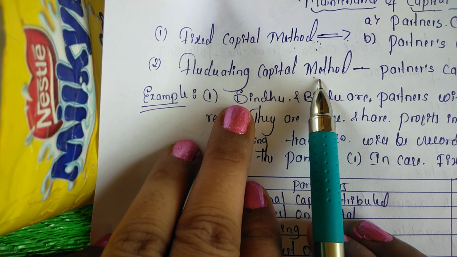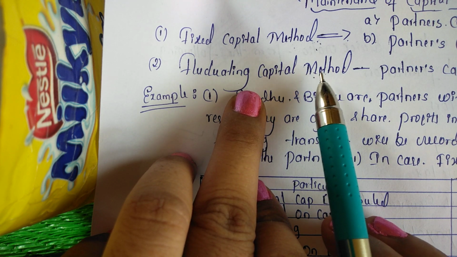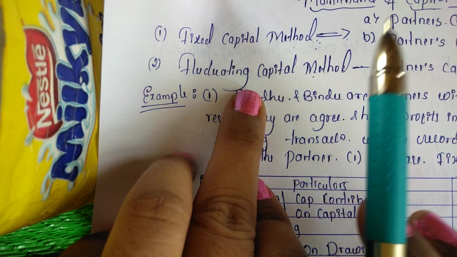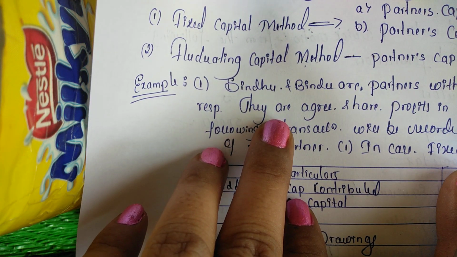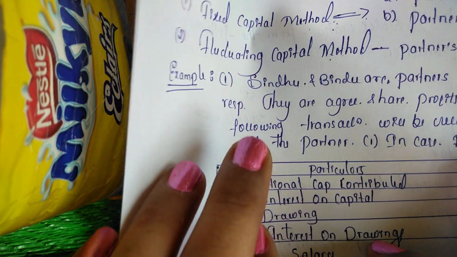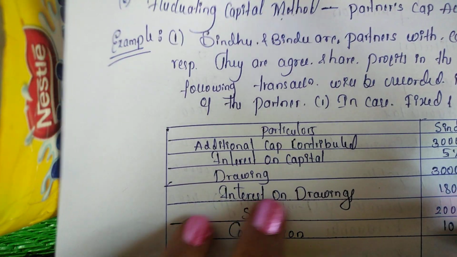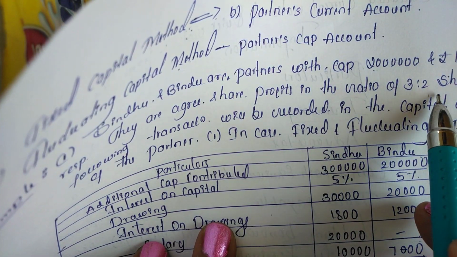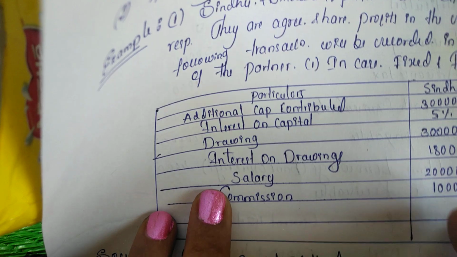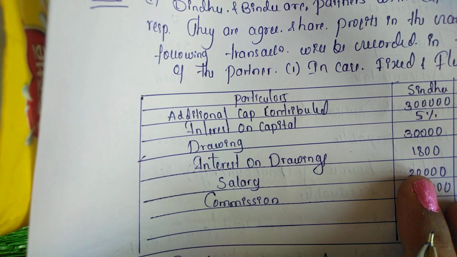Next, the fluctuating capital method means the capital of the partners changes or fluctuates when he introduces any additional capital or withdraws money from the organization. Today we will discuss a simple problem on the fixed capital method and the fluctuating capital method. Here Sindhu and Bindu are the partners sharing profits and losses 3:2, and some adjustments are given here. This problem is solved according to the fixed capital method as well as the fluctuating capital method.